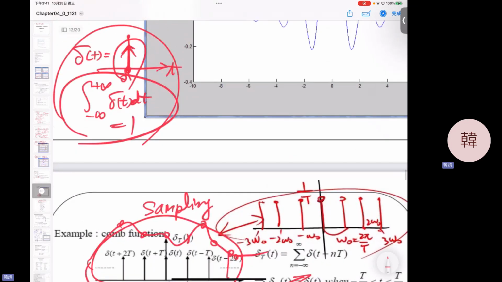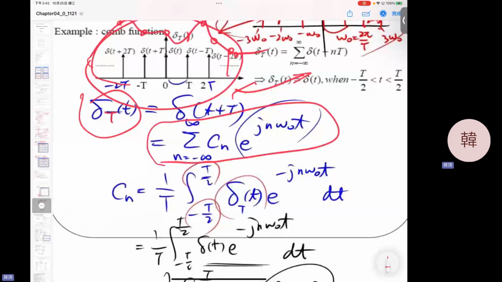In digital signal processing, we only tell you this is 1. The area is already 1. This is the frequency function of the comb function in the time domain. It's also a periodic signal, right? We tell you it repeats with period capital T, and I can represent it as a Fourier series in complex form, the sum of Cn times e to the j n omega 0 t.